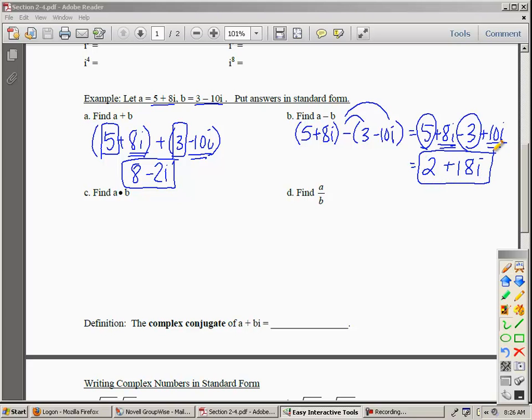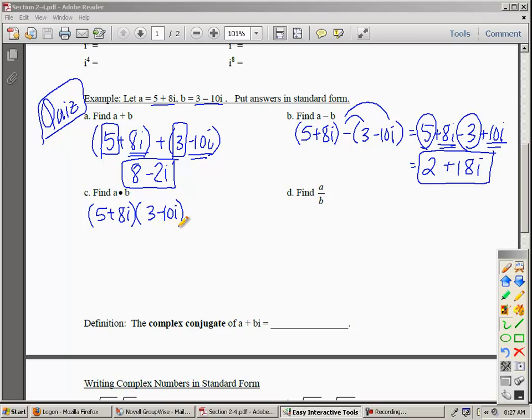Actually, these 4 will be on the quiz. Okay, so you will have to do one of each: add, subtract, multiply, and divide. And so far, I think it's probably okay. C is when we start getting a little bit more in depth. I'm going to multiply these. So 5 plus 8i times 3 minus 10i.